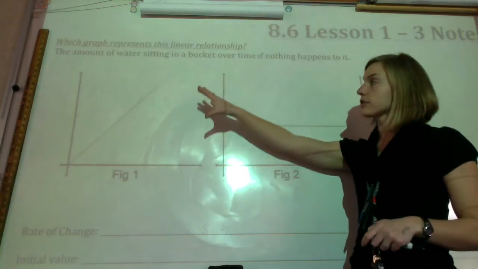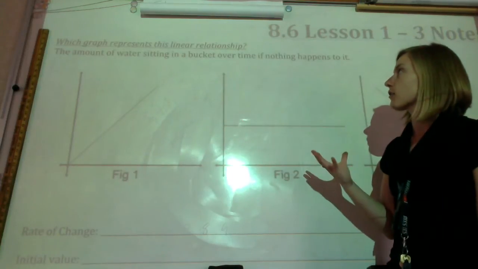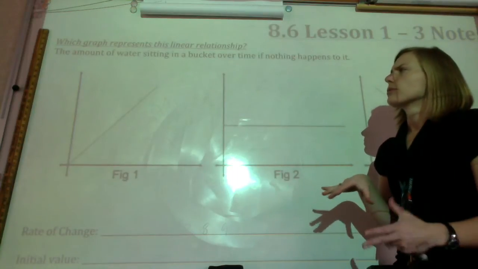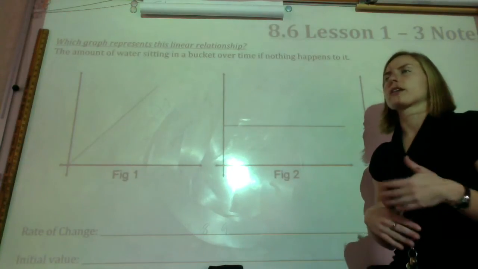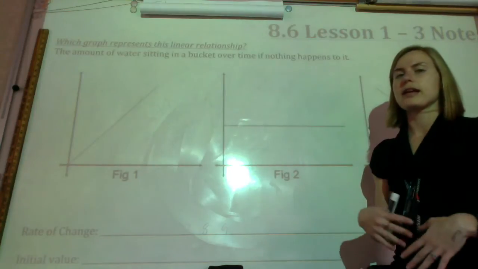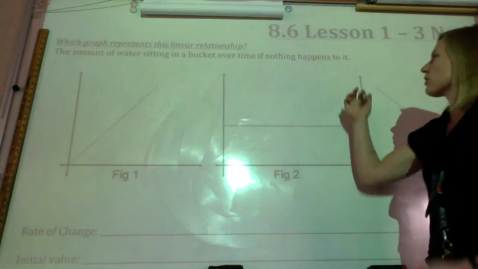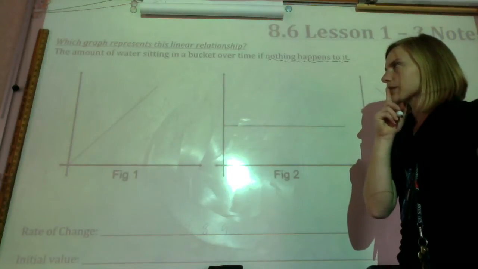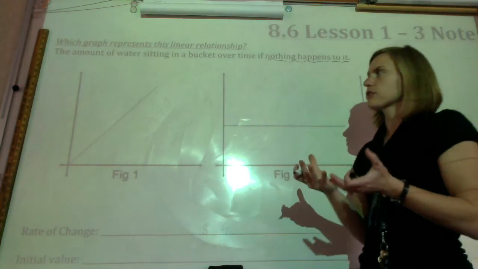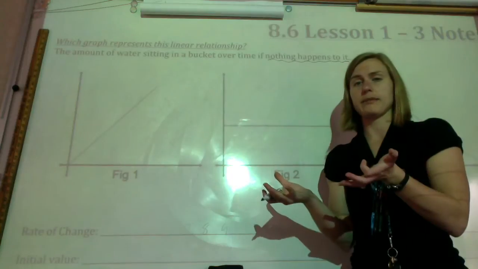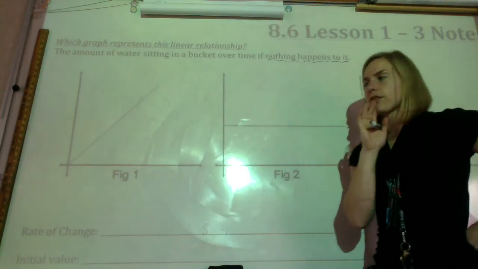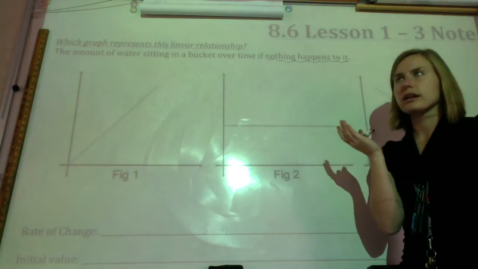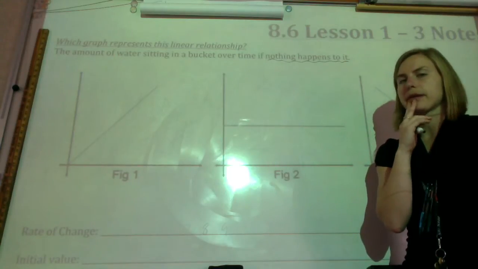This next situation says the amount of water sitting in a bucket over time if nothing happens to it. So we're not given much data. We don't know if the bucket's being filled or it's being drained, but we are told that nothing is happening. So we're talking about the relationship between amount of water and time, but we're not given much information of them both going up together or both going down together, but we are given the information of nothing is happening.